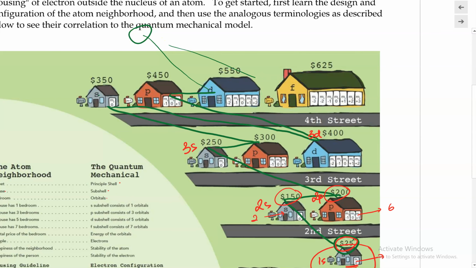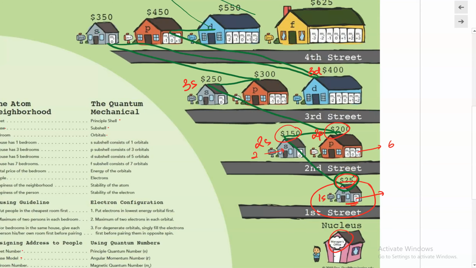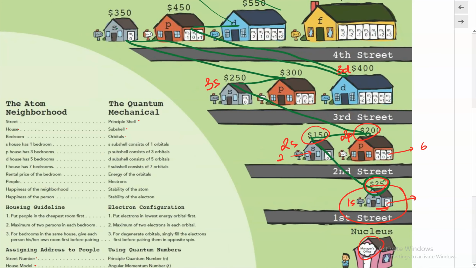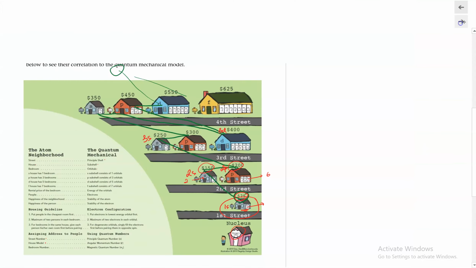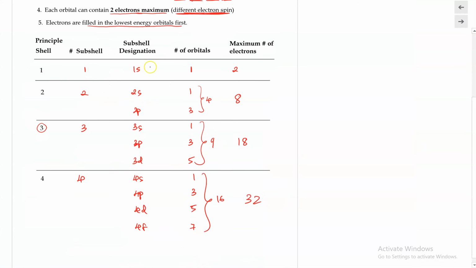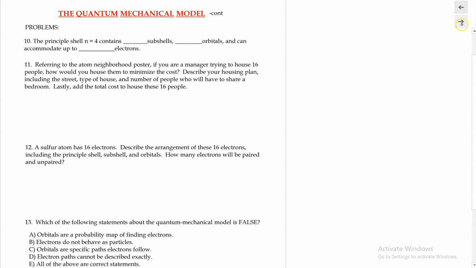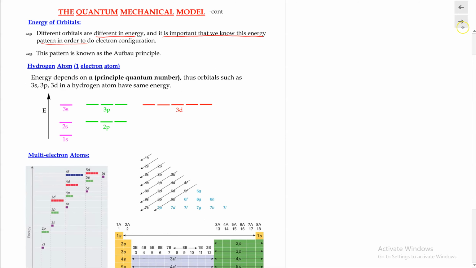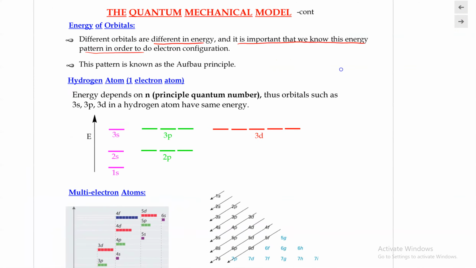But it's important that we know the prices of each of these houses, so that when we house people, we can put them into the cheaper houses first to minimize the cost. And when it comes down to the atom, it is the same thing. We have these different orbitals right here: 1s, 2s, 2p, 3s, 3p, 3d, and so on. How are they increasing in terms of energy? So it's important that we figure out the order of energy of the different orbitals. And it turned out to be as follows.